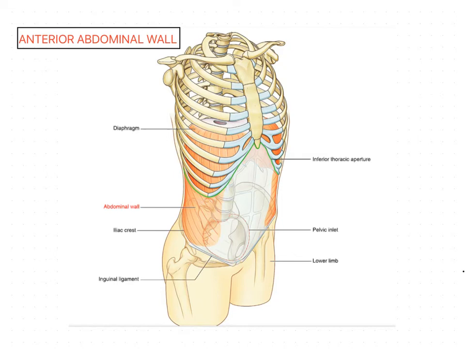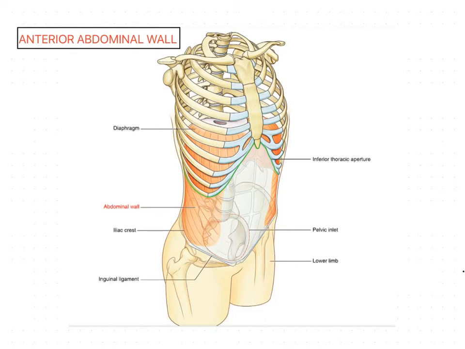Dear students, welcome back. In the previous session, we discussed the landmarks of the abdomen. Now, in this session, we are going to see the anterior abdominal wall: its layers and extension, and also the skin and the superficial fascia. The remaining layers we are going to see in the next session.